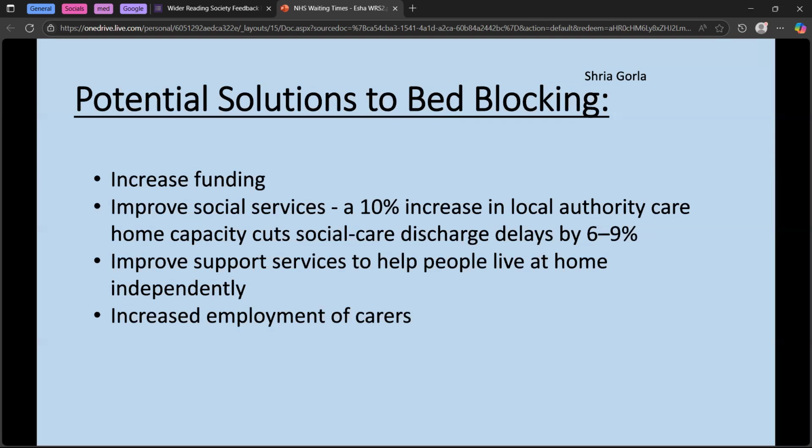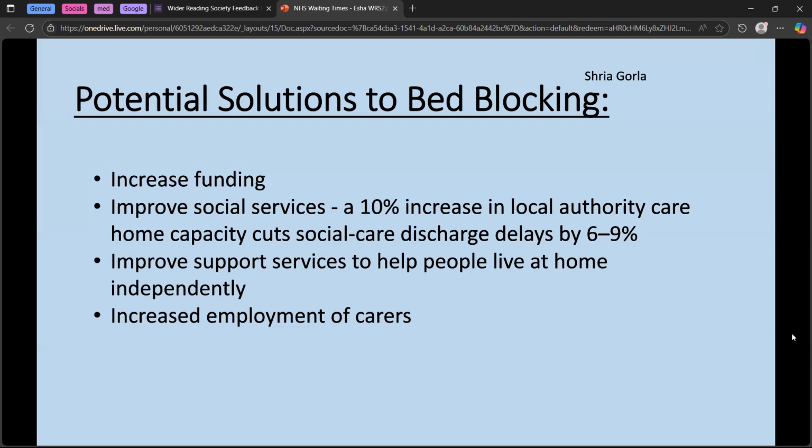So, for example, a 10% increase in local authority care home capacity can cut the social care discharge delays by 6 to 9%. You can also improve support services to help people live at home independently. So that would mean perhaps giving them more online information so that they know what to do, or having a carer initially, even training them so that they feel comfortable at home and giving them regular checkups and monitoring so that they can live independently without staying in the hospital and taking up a bed.